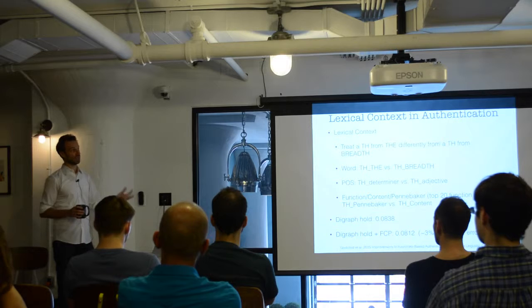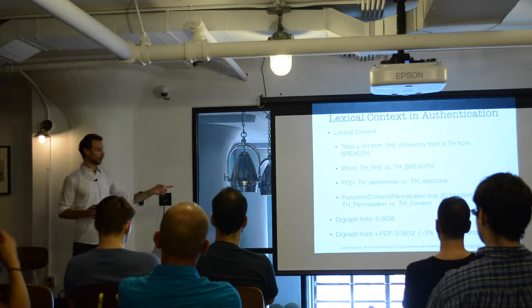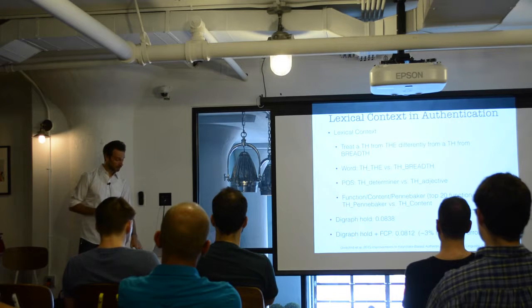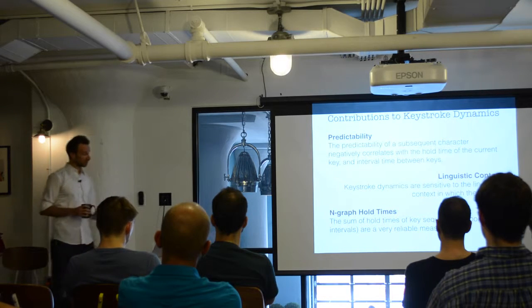It turns out, and this is a slightly different configuration of the experiment, so our digraph hold measure is a little bit higher than it was before, at about 8%. When we introduce this function-content distinction, this is the notion of saying, are you saying "then," "the," "therefore," or are you saying "thistle," "throw," verbs and nouns, essentially. Okay? And doing that gives us an extra 3 or so % reduction of error. So again, this matters. Lightly, but it matters.